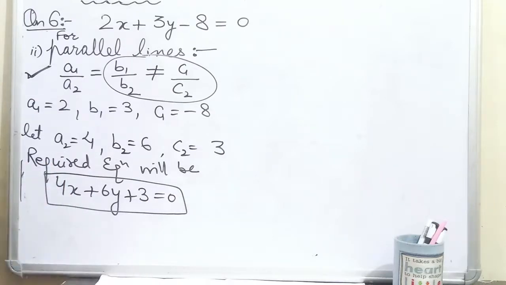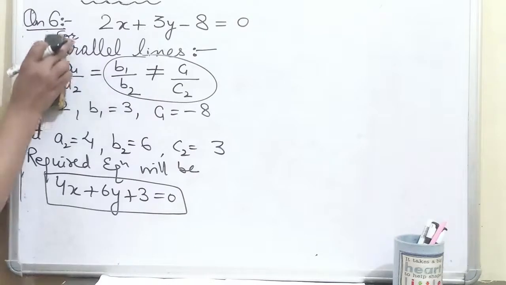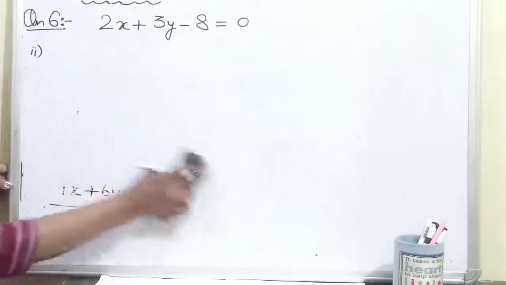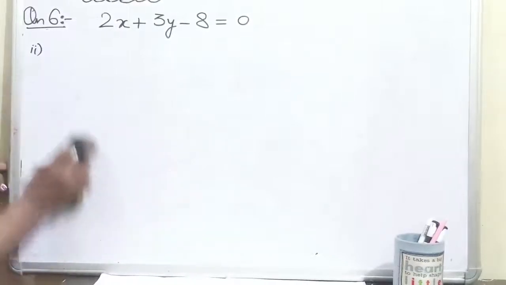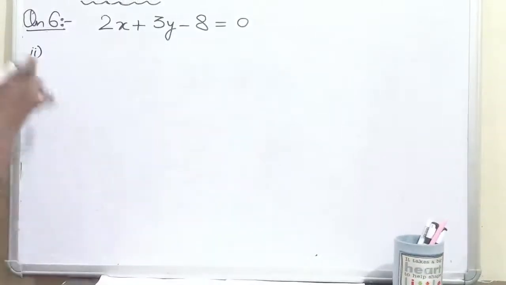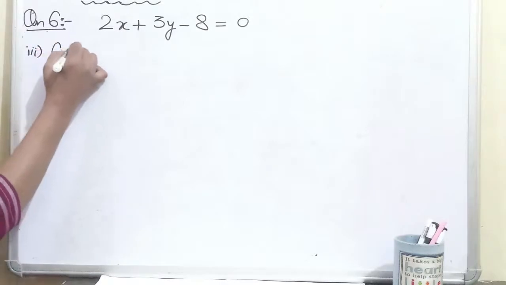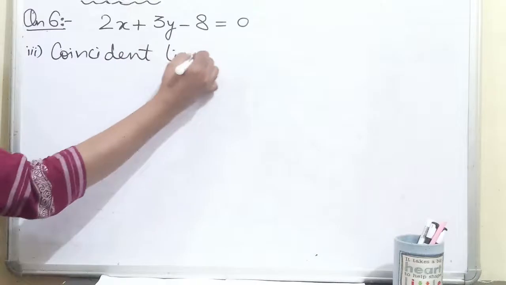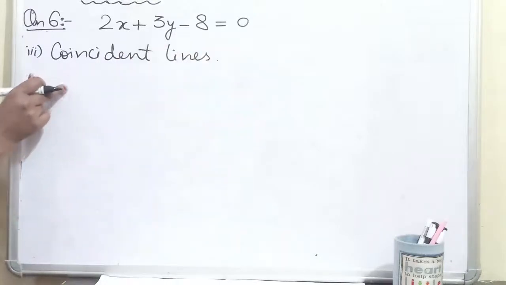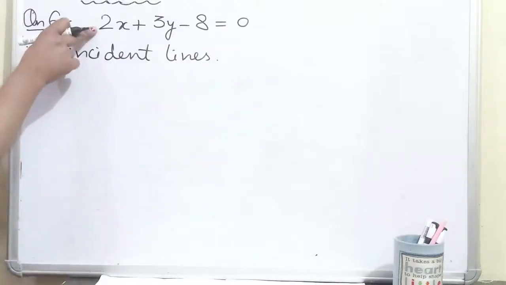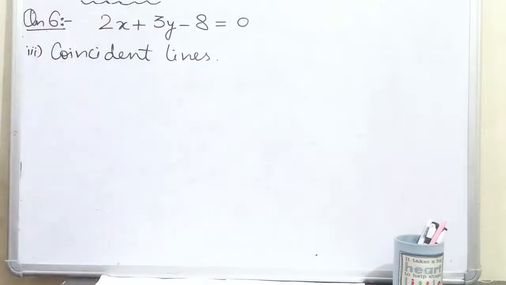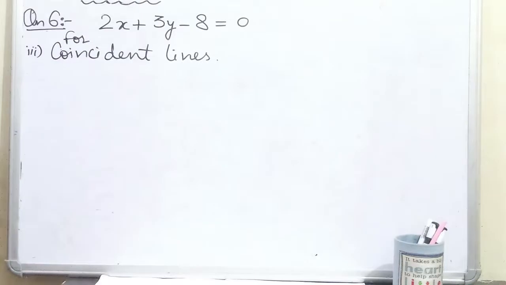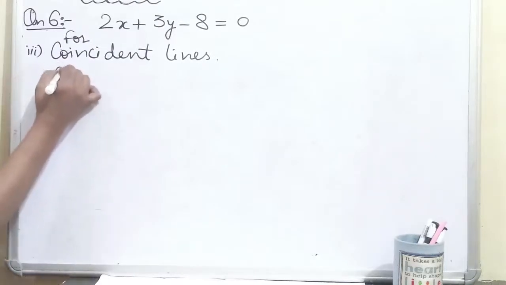Now we'll do the third part of this. In the third part, in spite of parallel lines, it is asking for the third condition that is left. It is coincident lines, right? So the third part is asking us to write one more equation with this equation so that the lines will be coincident lines. Again, for coincident lines, what is the condition?